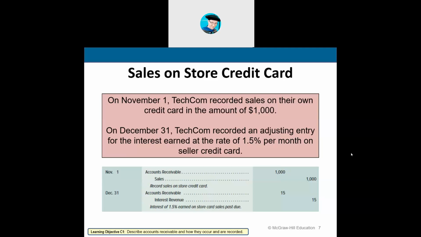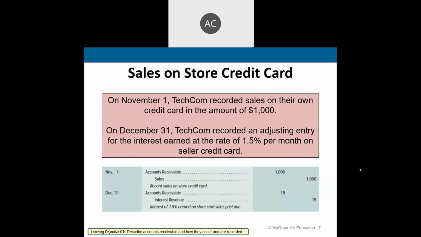Interest revenue is a revenue account, which is a sales account essentially, but it's other sales. Interest revenue is interest that this company is receiving from their customers when the customer uses their store card to purchase stuff in the store. Does that make sense?